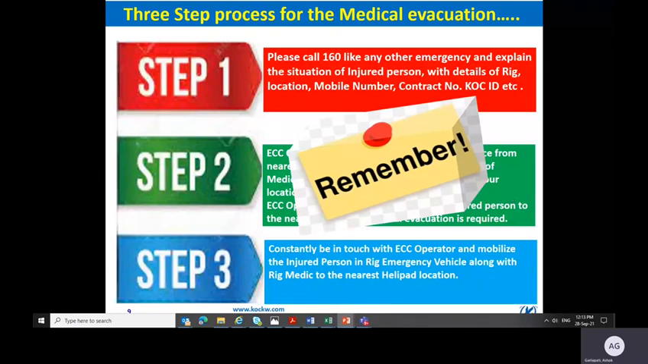Again, just remember the 3-step process. Step 1 is you call 160 like any other emergency, and step 2 is the ECC operator of 160 will advise you whether a helicopter is required or not. Step 3 is you need to be constantly in touch with the ECC operator and mobilize the injured person in the rig emergency vehicle along with the rig medic to the nearest helipad location.